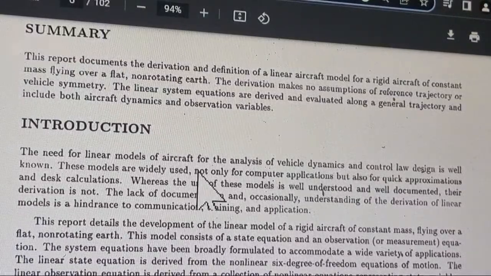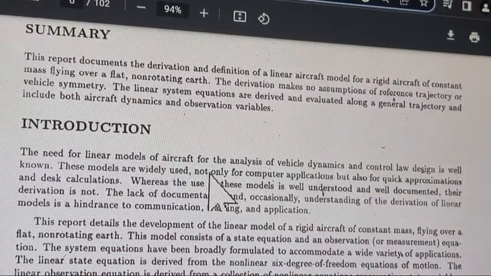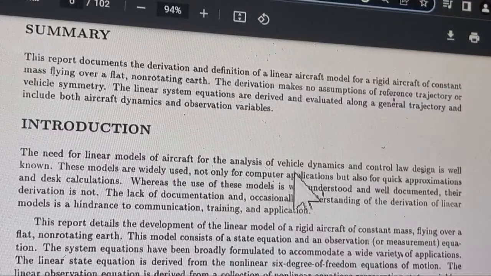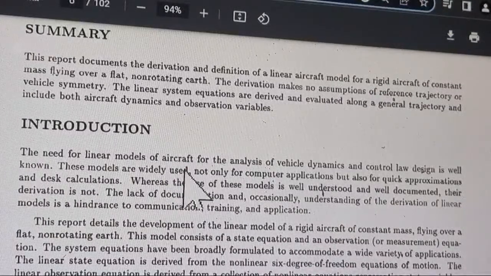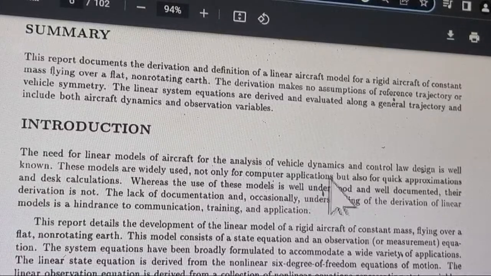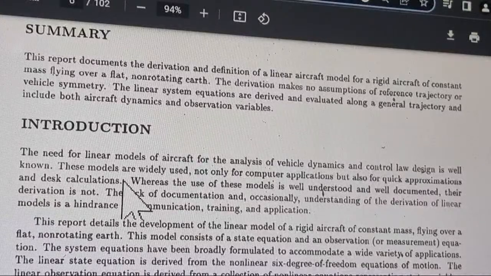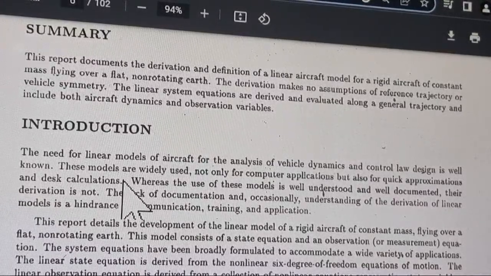And we're going to talk about the fact that the Earth cannot be rotating, and anybody that wants to disprove it is welcome to ask a question. Not only for computer applications, these models are widely used. In other words, they are used everywhere, not only for computer applications, but also for quick approximations and desk calculations, or desk calculation with a computer would be final.